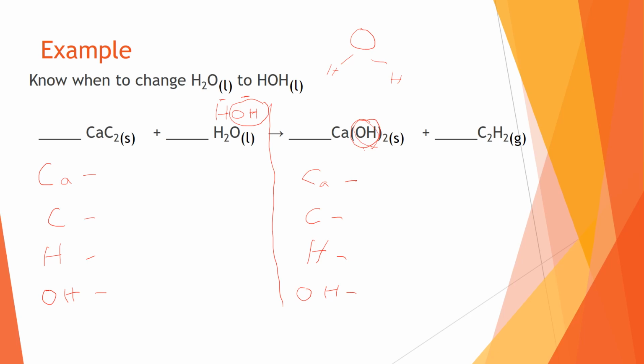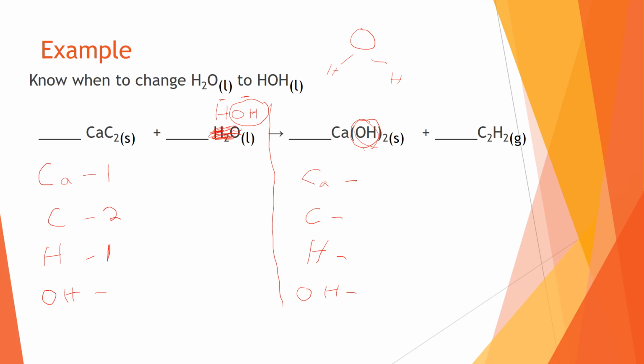So how many calciums on this side? Well, there's no number here, so there's 1 calcium. How many carbons on this side? Well, that coefficient only applies to the carbon. It does not apply to the calcium, right? So I have 2 carbons over here. Remember I rewrote water, so forget water in this way. I rewrote water as 1 hydrogen and 1 hydroxide. So I'm only going to say that I have 1 hydrogen on this side.